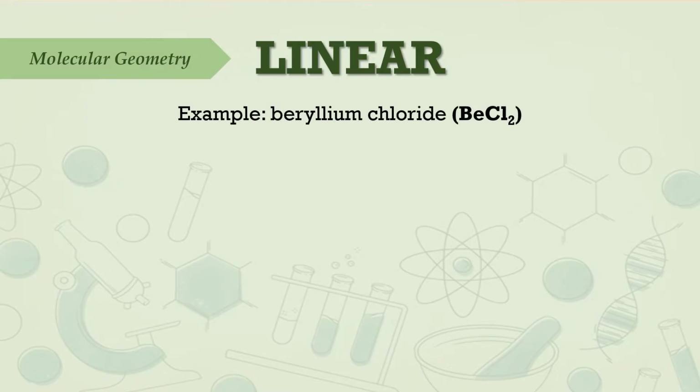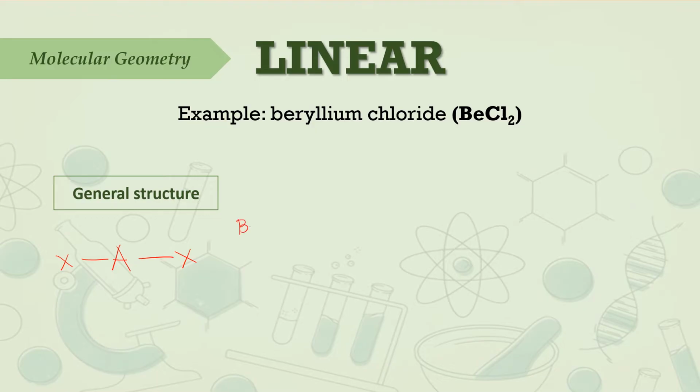For linear geometry, we are going to take beryllium chloride as an example. The general structure for a linear geometry is this. So we have here the central atom, then we have two attached atoms. Okay, so that is linear. Now going back to BeCl2, we are now going to draw the Lewis structure of this one.